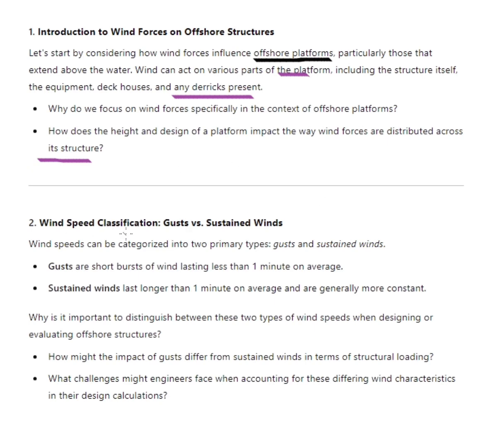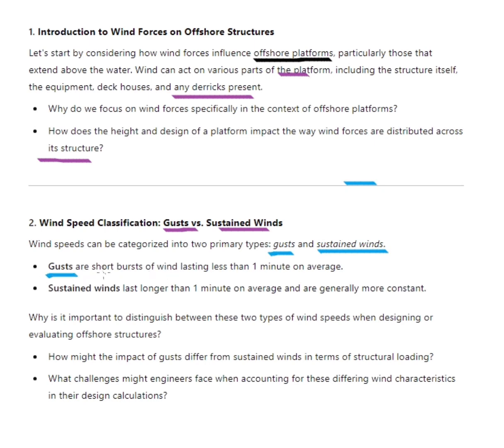And then wind speed classifications. There are two kinds of classification: one is gust, the other is sustained winds. So we want to understand the difference between gust and sustained winds. Wind speeds can be categorized into two primary types: one is gust, another is sustained winds.